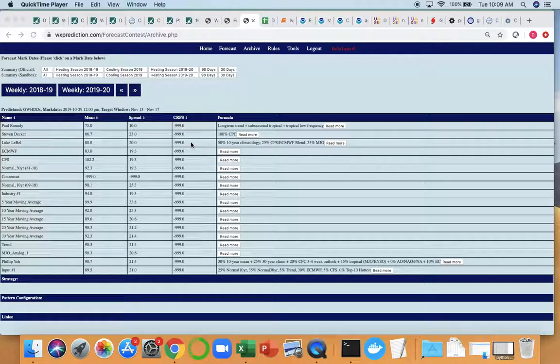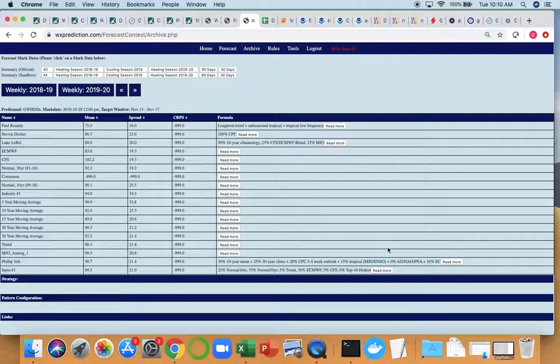All right, so today is October 29th. You can see the date up here, the mark date. And our target window is days 16 to 20, which is November 13th to November 17th. And we're forecasting in gas-weighted HDDs.